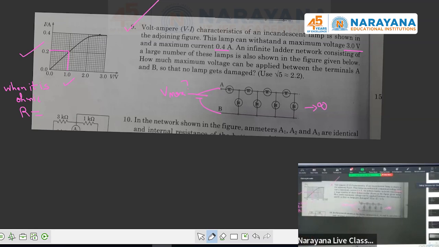That V by I value, so 1 upon 0.2, is 5 ohms. When it is ohmic, it is 5 ohms. Now what we don't know is, when we apply the maximum voltage, which of them will behave in the ohmic manner. So that is the only thing you have to apply.